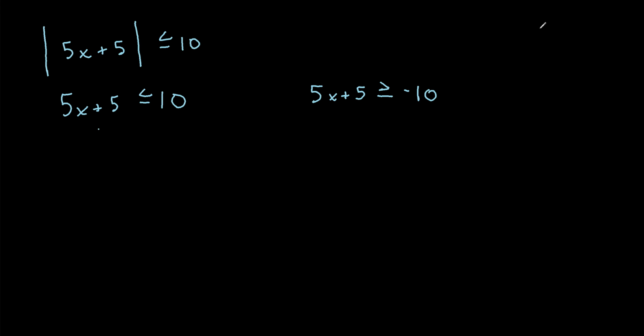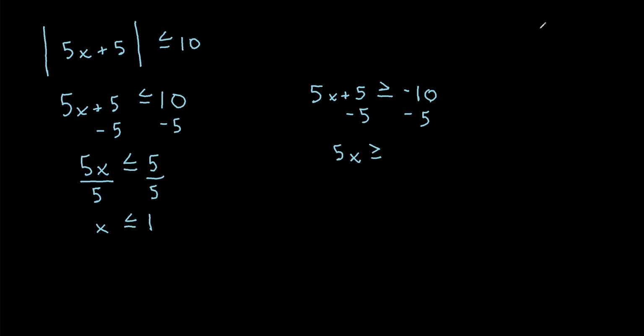So on this side, let's subtract a 5 from each side. So 5x is less than or equal to 10 minus 5, that's 5. And we can divide both sides by 5 to get x all by itself. X is less than or equal to 5 divided by 5, which is just 1. So x is less than or equal to 1. And then over here we need to solve for x, so we'll subtract a 5 from each side. So we get 5x is greater than or equal to negative 10 minus 5, that's negative 15.